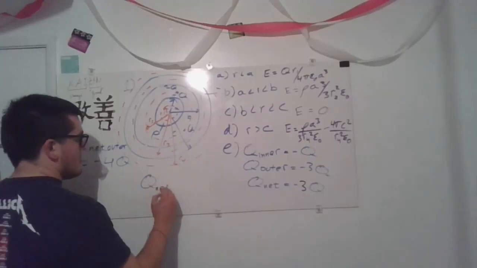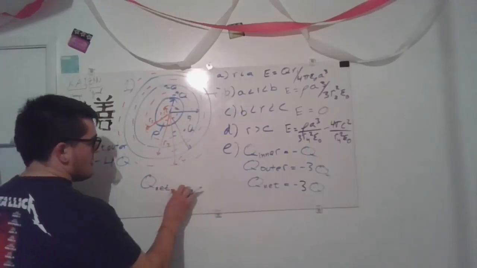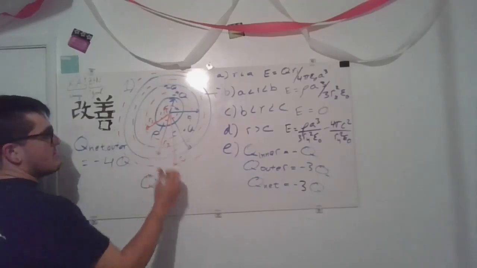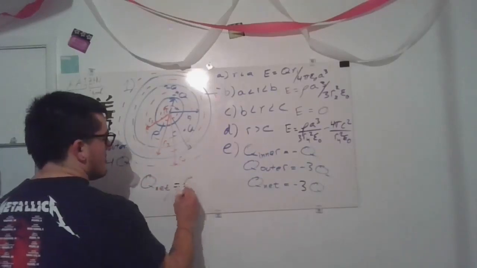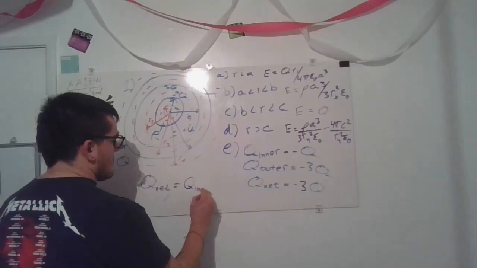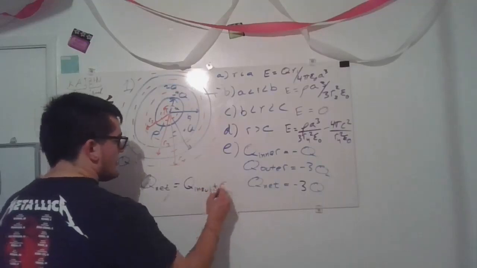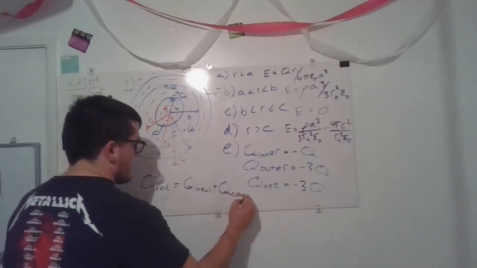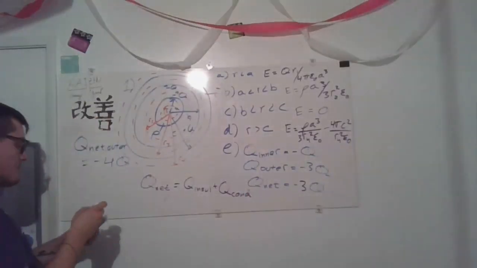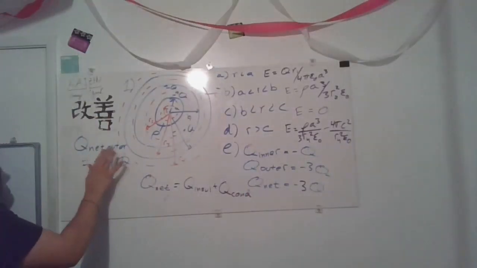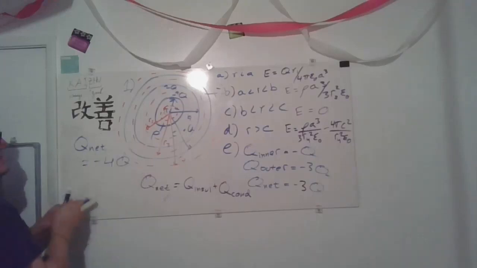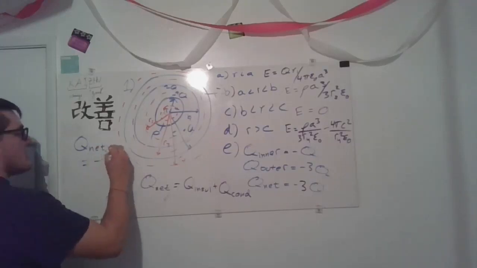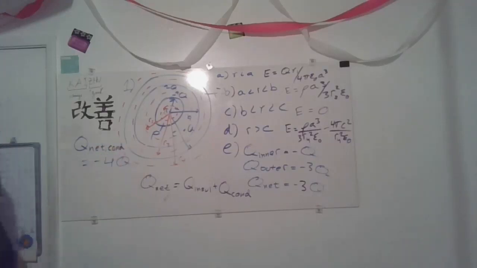Q net is going to be equal to the Q of the insulator plus the Q on the conductor. And let me relabel this. This is Q net of the conductor, right?